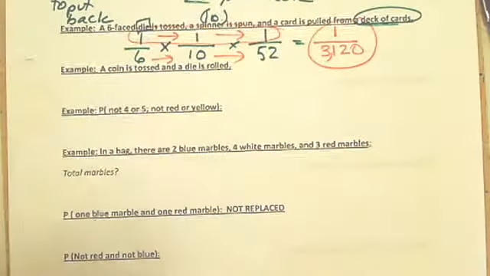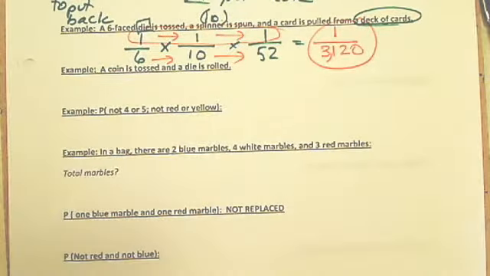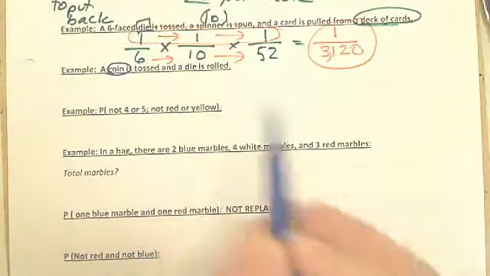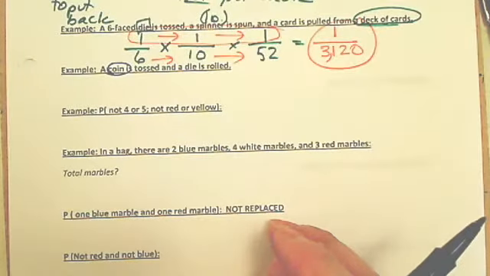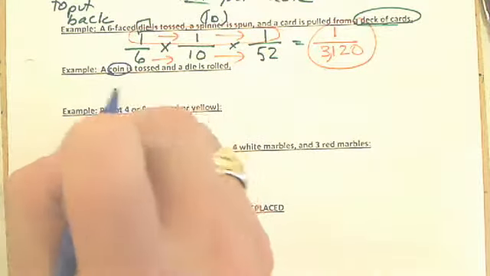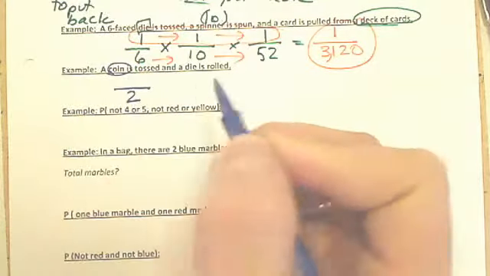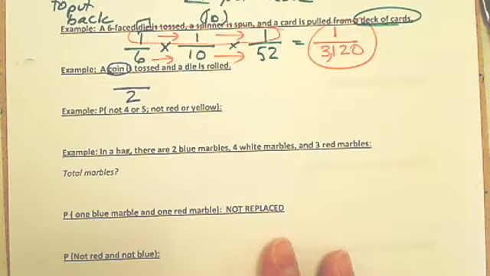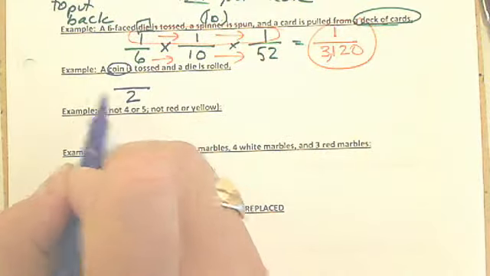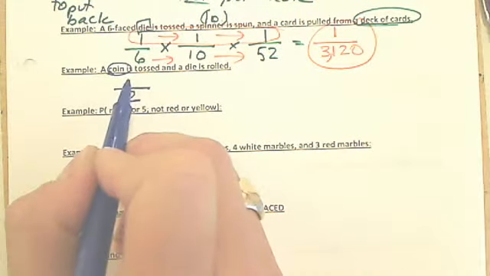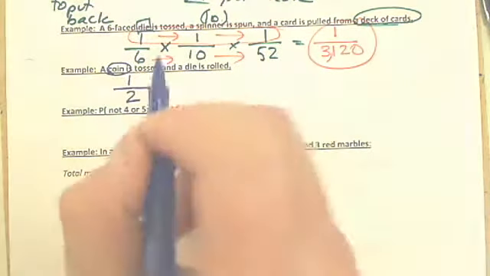Okay. Now, on this one, where it says a coin is tossed, a coin. How many faces does a coin have? A coin has 2 faces. Yes, heads and tails. A coin has 2 faces, a heads and a tails. So you can only get 1 out of 2.